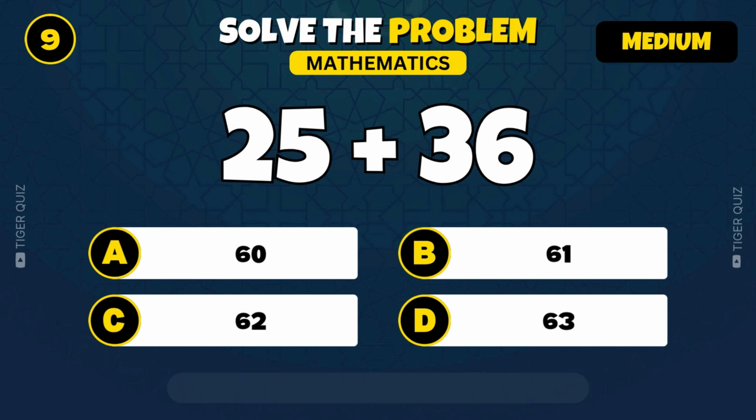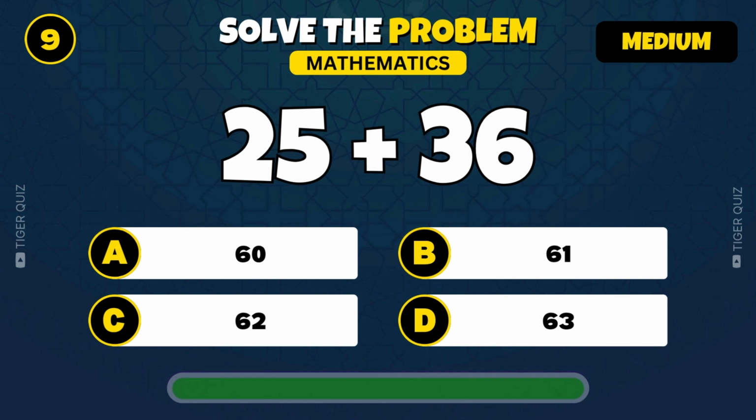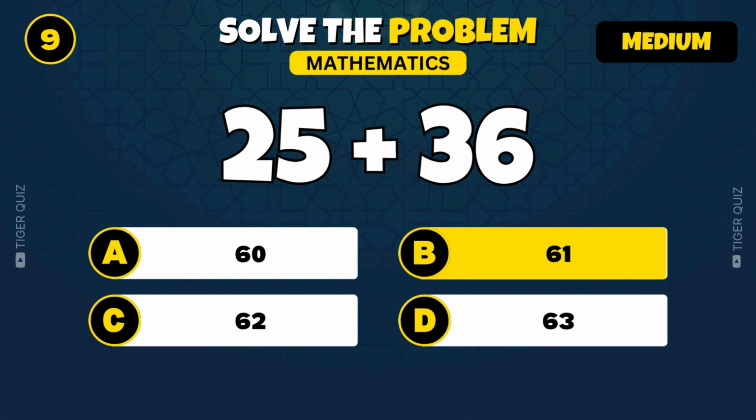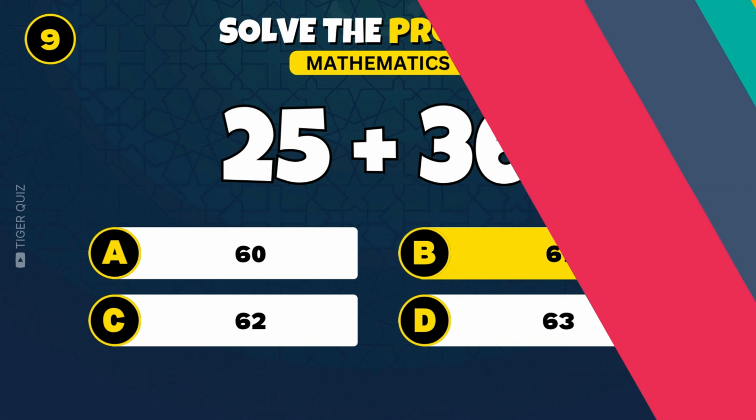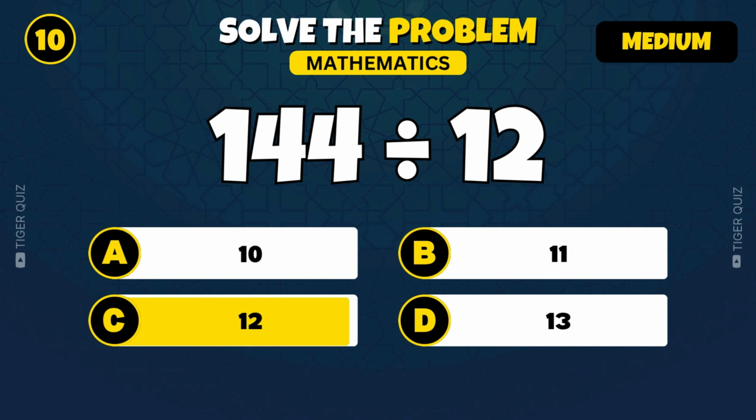What do you get when you add 25 and 36? Perfect, the result is 61. What is 144 divided by 12? Correct. The answer is 12.